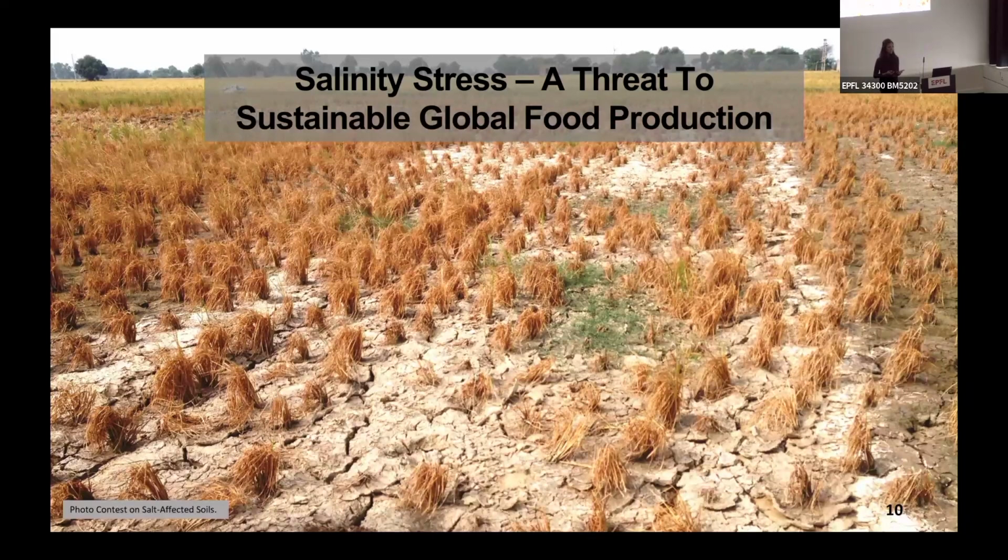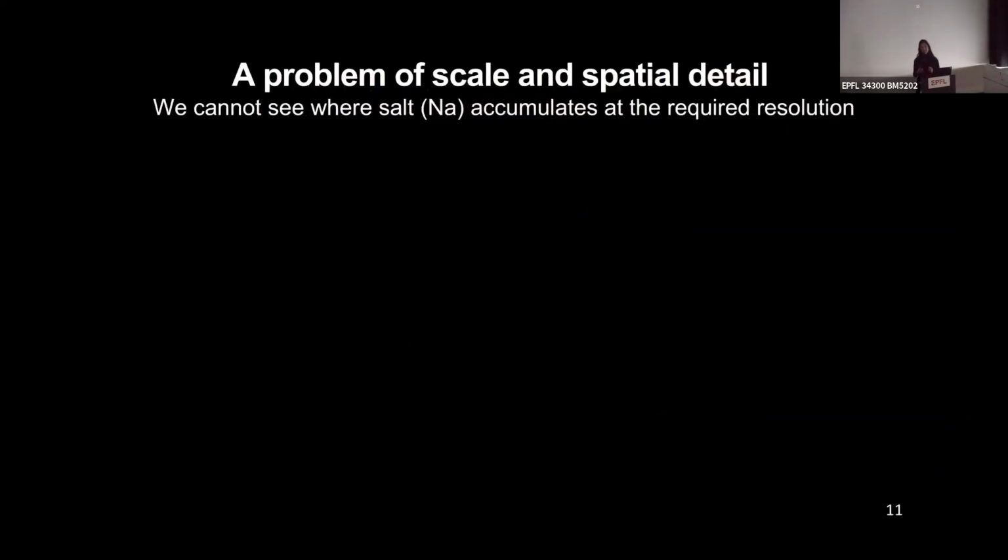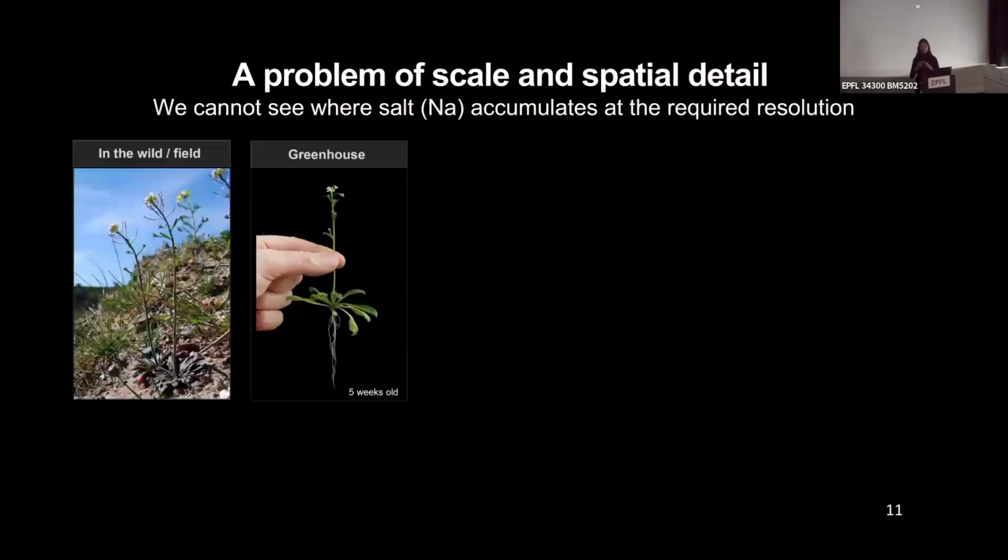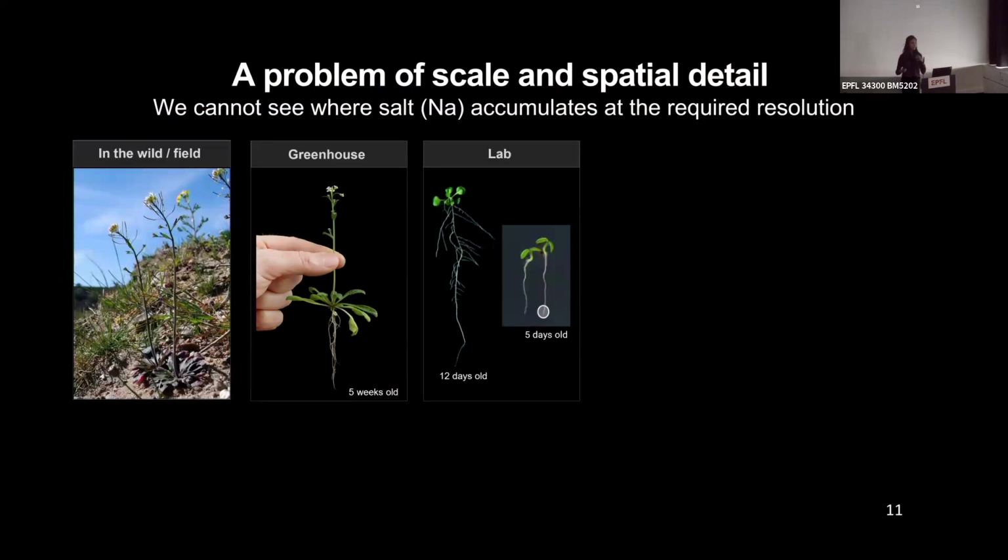And we understand that salt is a problem for the plant, but we don't really understand what exactly is happening within the plant. And this is a problem that has been difficult to answer for a long time. So what we have is a problem of scale and spatial detail. We can look at field trials and see what happens as a consequence of salt stress to the plants. We can look in the lab and try to start understanding what is happening to the anatomy of the plant and how salt is actually impacting the plant growth and development.